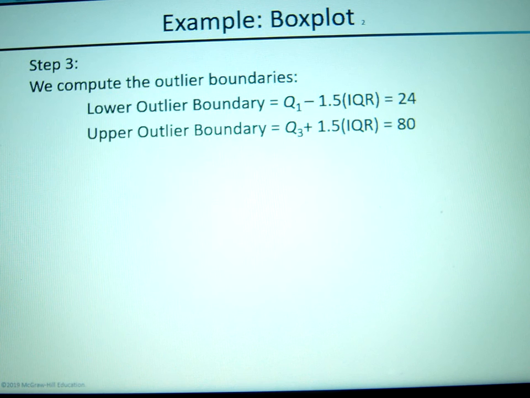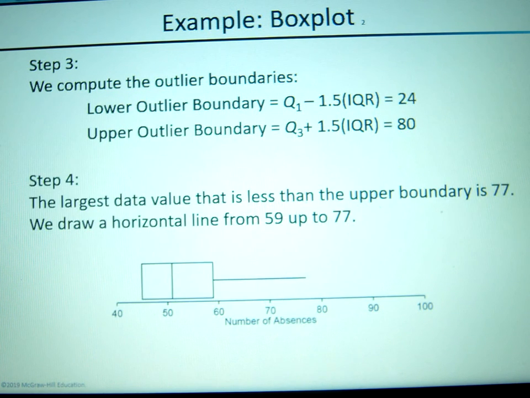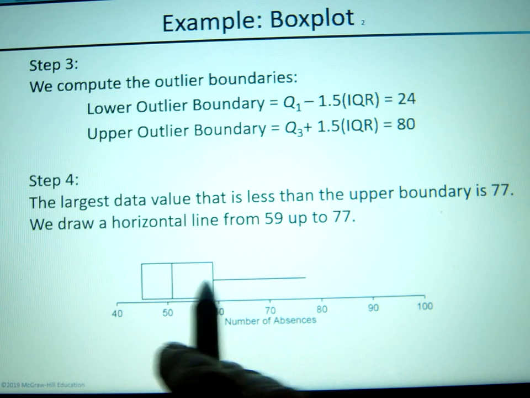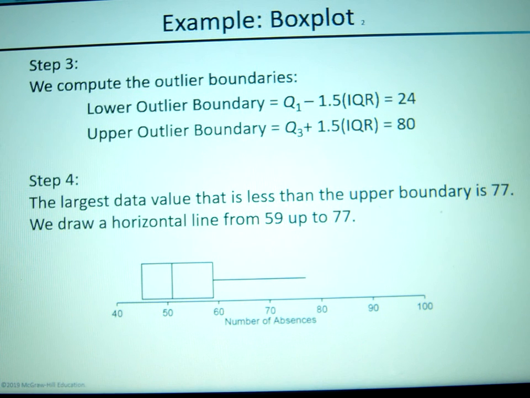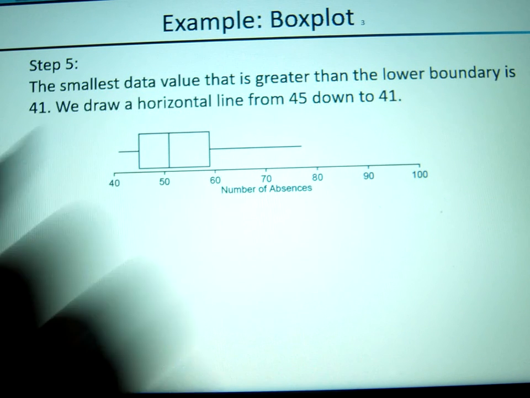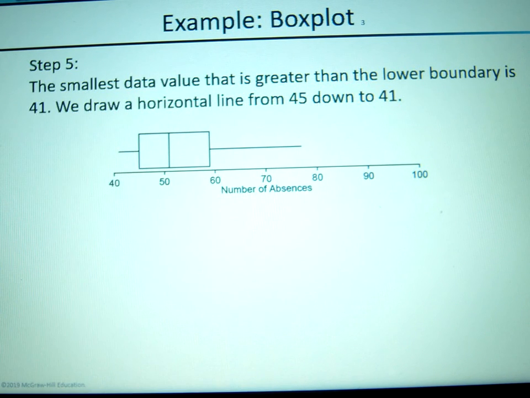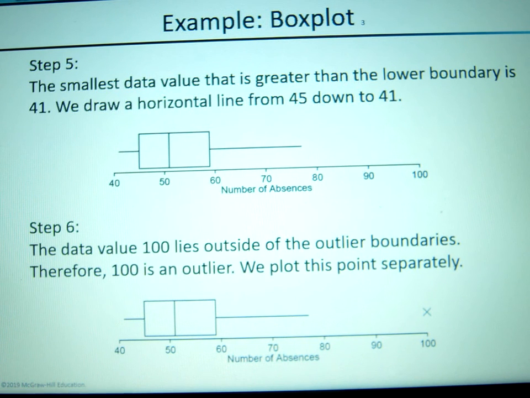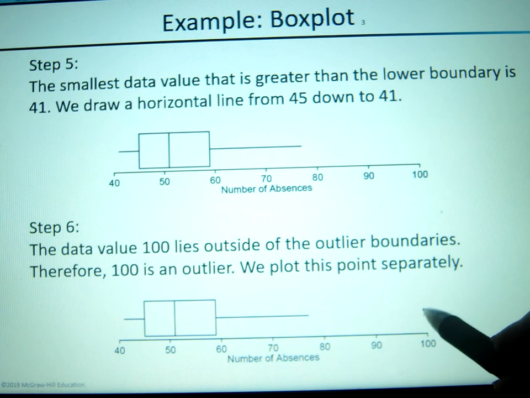Now we already computed the lower and the upper boundaries. So the largest data value that is within our upper boundary is 77. So we draw a line from 59 to 77. And in our lower boundary is 41, so we'll draw a line from here to 41. Now, if we want to show the outliers, then we can plot this point separately with an X or any other kind of point that you might want to use to indicate that it is in the data set, but that we see it is an outlier.